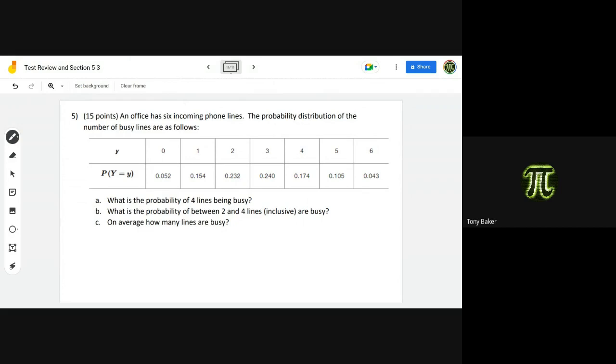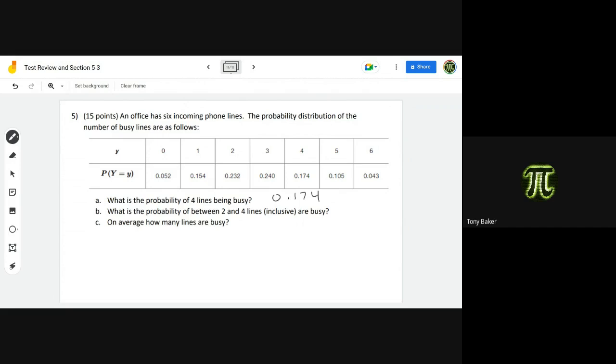An office has 6 incoming phone lines. The probability distribution of number of busy lines are as follows. So they're going to give you all the probabilities. A, what's the probability of 4 lines being busy? 0.174. Yep, this is there. What's the probability between 2 and 4 lines being busy? 0.646.